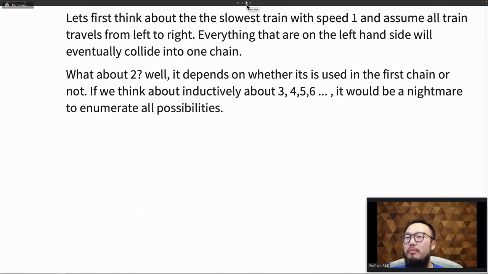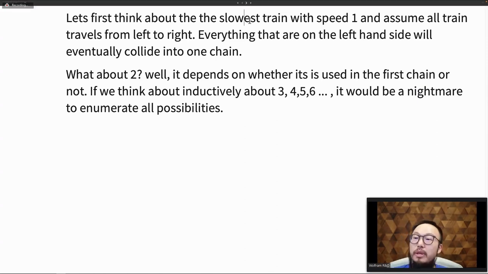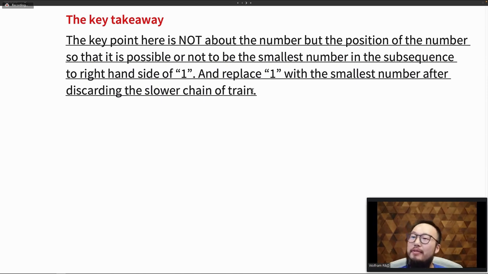So we think about it: if we have used up one, what about the others? If we get rid of the slow trains, the slowest train for the leftovers will be one. It's quite obvious. That gives you the idea about induction. If we extrapolate the thinking, it's not about the actual number one. It's about the smallest number for any leftover train, and it's one.